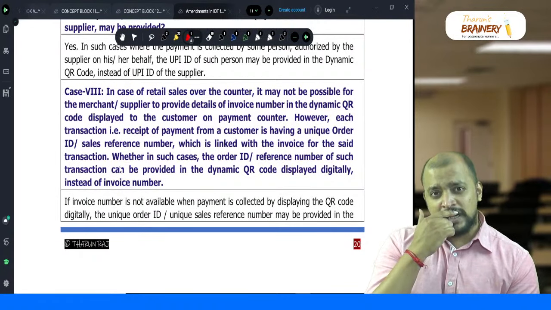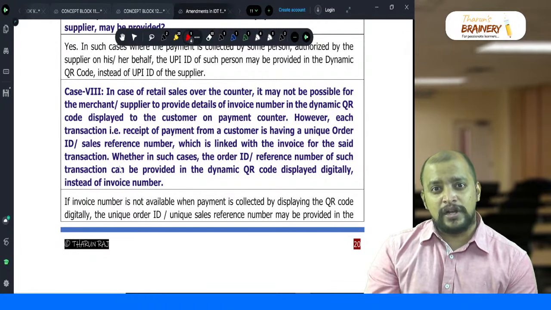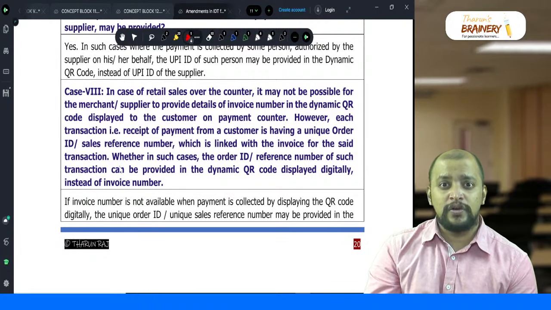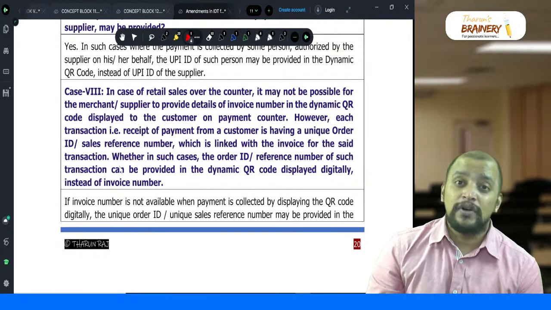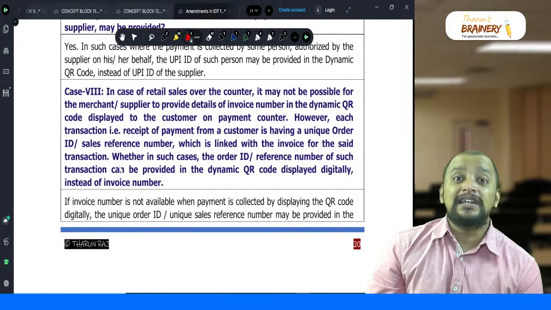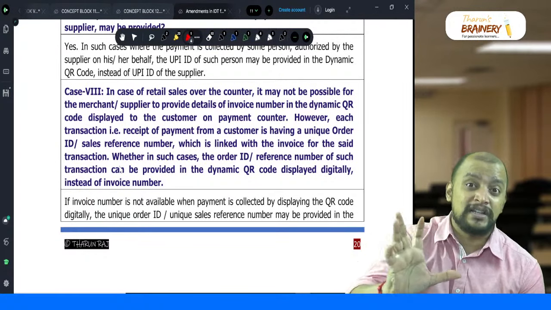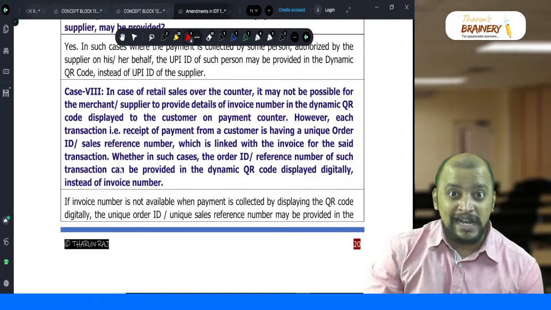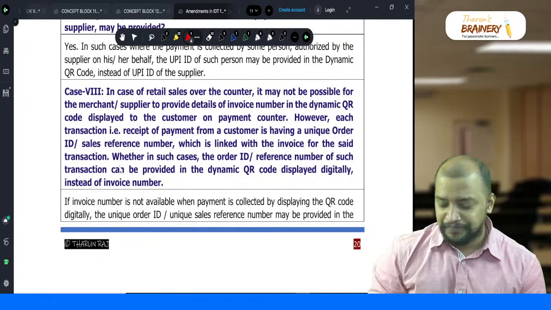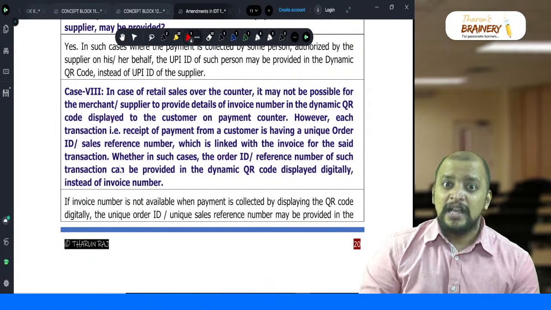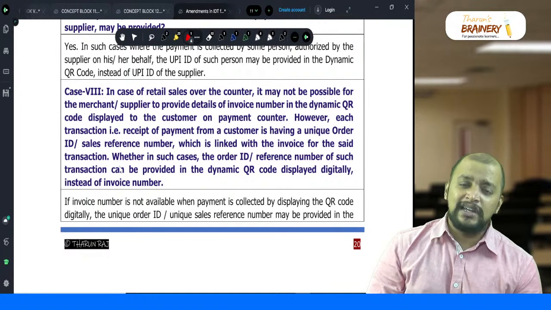So whether we need to take turnover or aggregate turnover for determining e-invoice and dynamic QR code? Aggregate turnover. Not turnover; aggregate turnover should be taken, on an all India basis. Now take Big Bazaar: its aggregate turnover on an all India basis exceeds 500 crores easily.